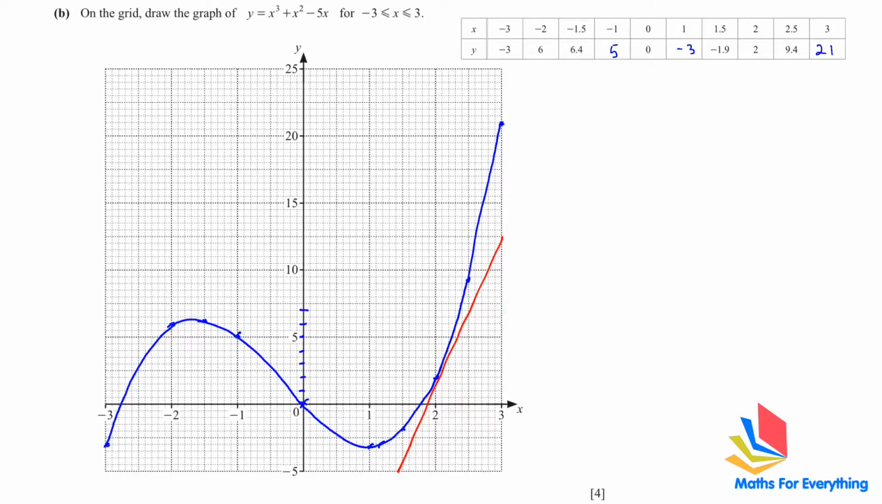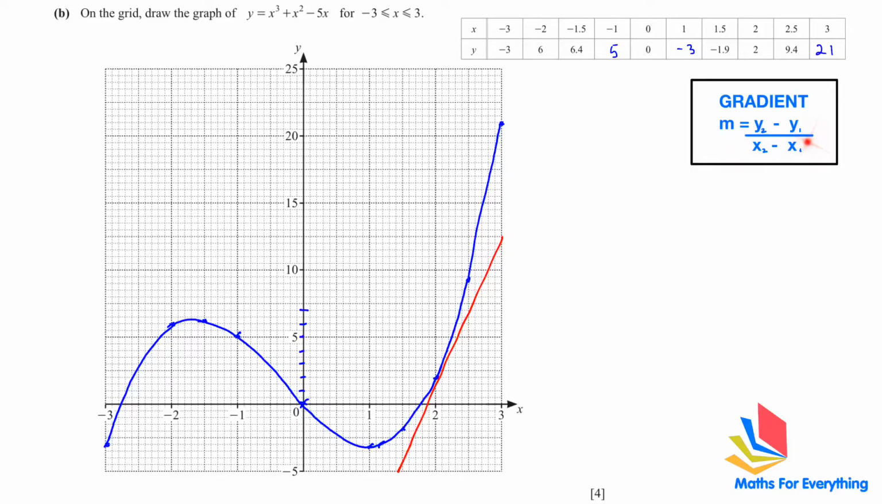Now we need 2 points to find the gradient. To find the gradient, we use the formula y2 minus y1 over x2 minus x1. The first point, we know that x is 2. So use that point. When x is 2, y is 2. The second point, see whichever point you think is best. You can use when x is 3, y is 12.5.